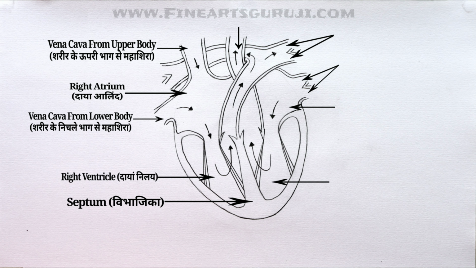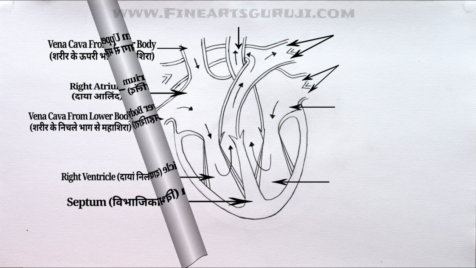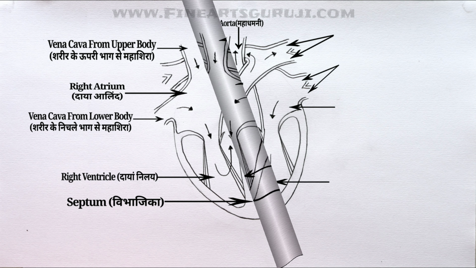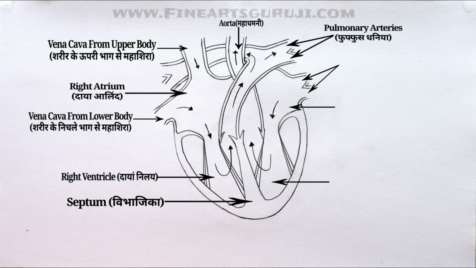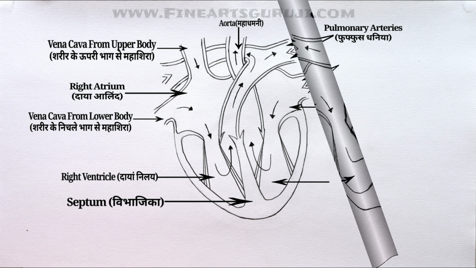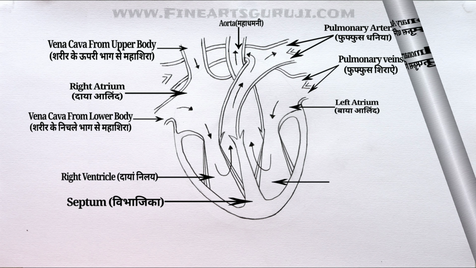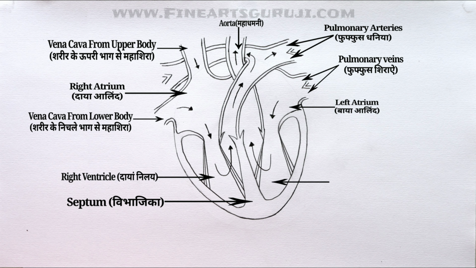If you told it, then you are right. Then let me know what next. So this one is aorta. Then next one guys, tell me quickly which is next. So this one is pulmonary arteries. Then guys below this, so this one is pulmonary veins. Then next one guys, tell me quickly. So this one is left atrium. Then next one and last one guys, tell me quickly. So this one is left ventricle.